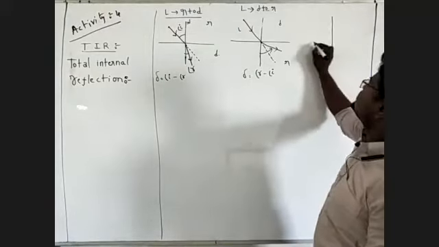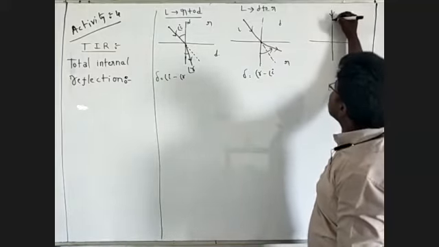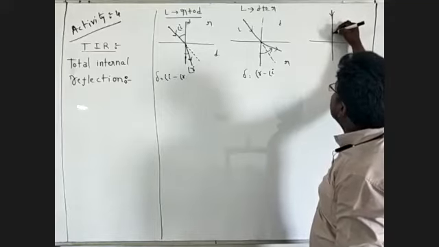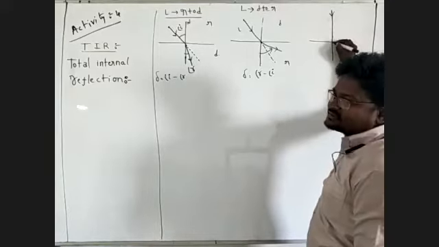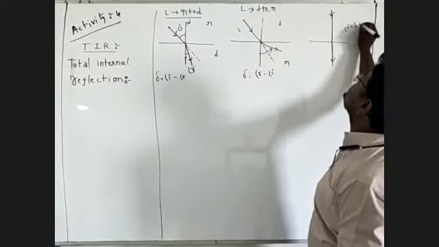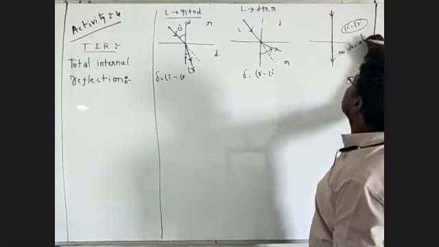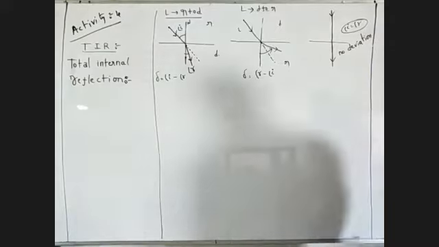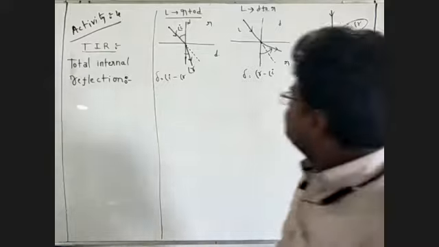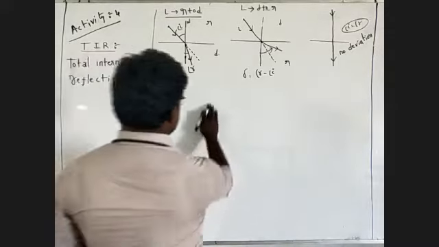Next, no deviation. When a light ray strikes normally at the point of incidence, it does not deviate. The angle of i is equal to the angle of r. No deviation. So we have three basic points. Now you will see the next two.